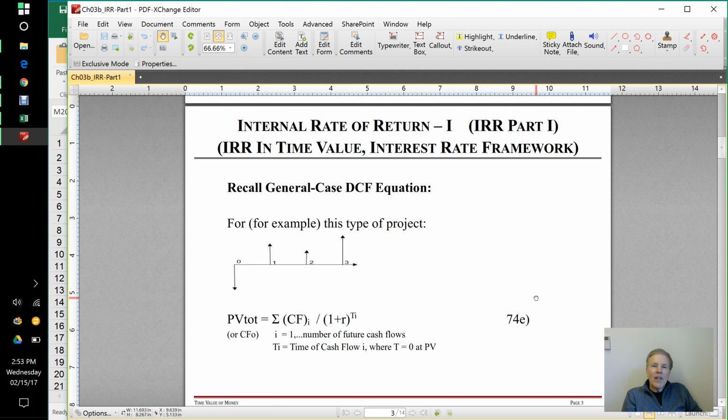Now, remember our general case discounted cash flow equation down here, which says that the total present value of all our cash flows in the future from a project is simply equal to the sum of each one of those cash flows, each one individually discounted back to time t equals 0. And depending on the context, we'll say PV tot, or sometimes we'll say cash flow 0. So here's an example. Here's our PV tot, or our cash flow 0. Here's future cash flow number 1, 2, and 3.